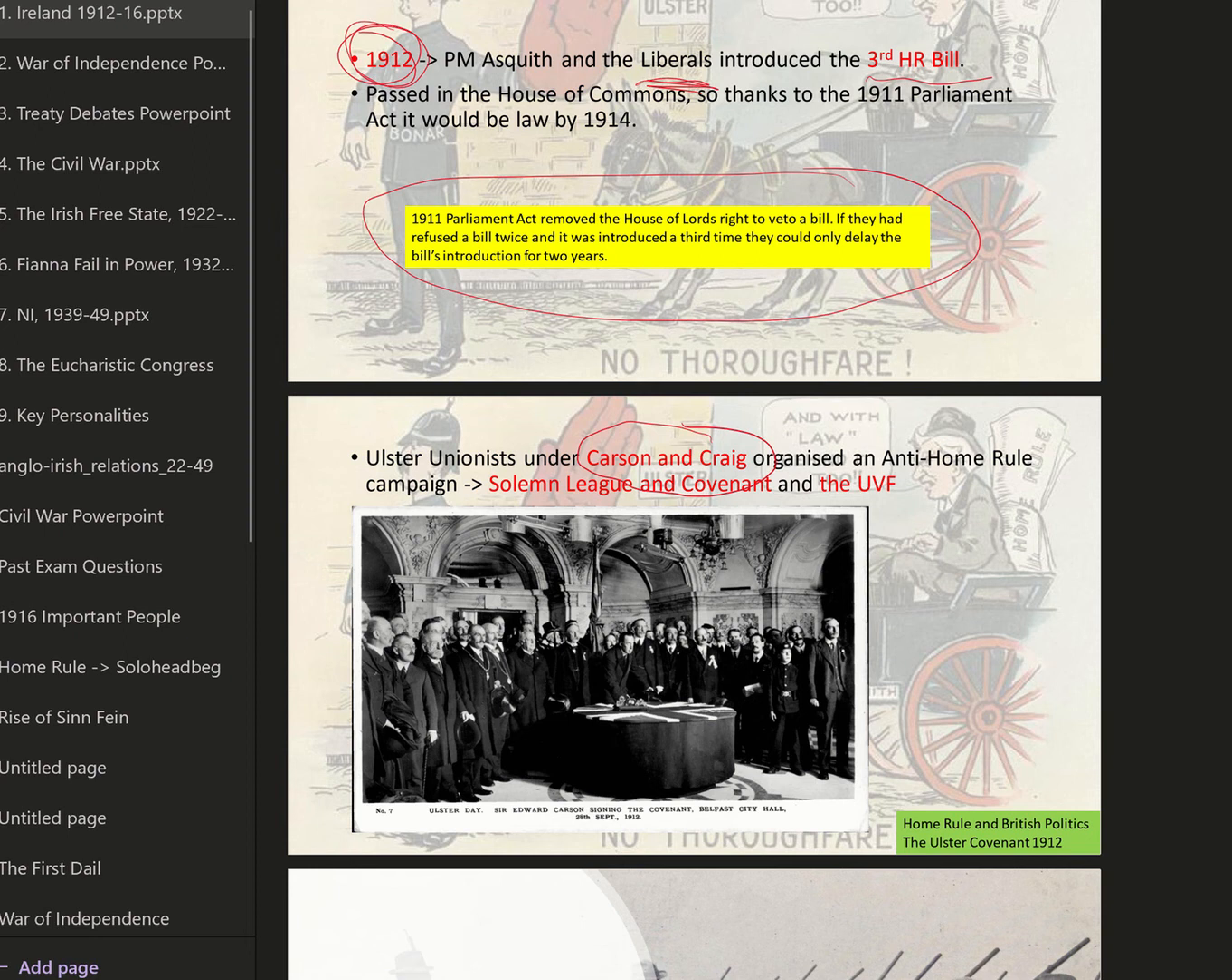On top of that, Belfast was thriving at this time. There was a fear that Ireland, being relatively backward, would affect Belfast, and Belfast needed that link with Britain. But anyway, the Ulster Unionists under Carson and Craig organised an anti-Home Rule campaign. So they did that in a couple of different ways.